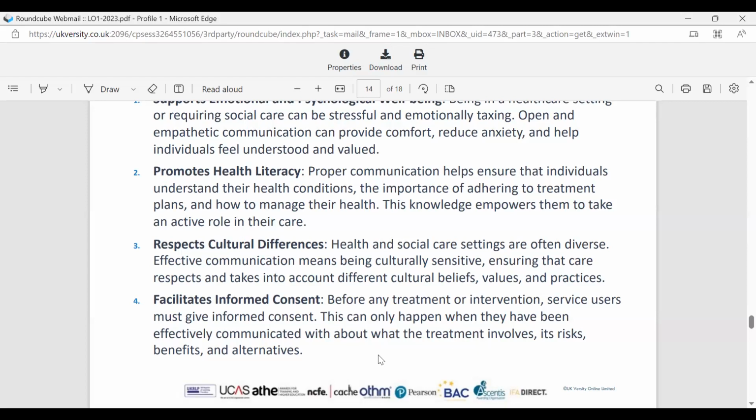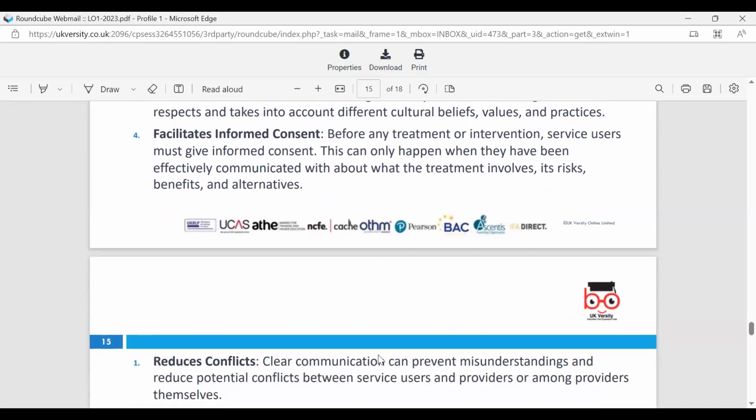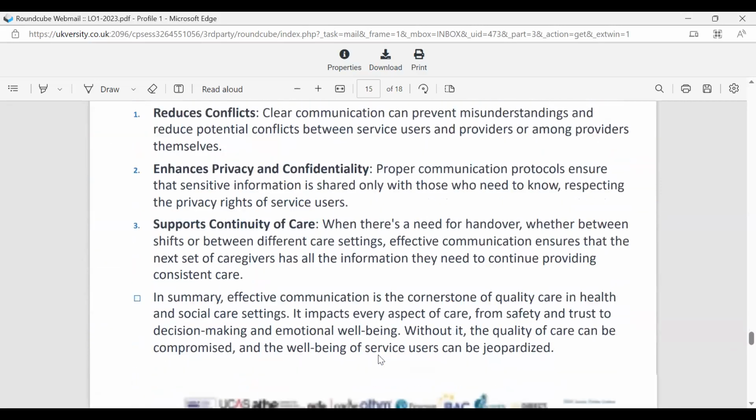It facilitates informed consent. So before any treatment or intervention, service users must give informed consent. This can only happen when they have been effectively communicated with about what the treatment involves and its risks and benefits. It reduces conflicts. So clear communication can prevent misunderstanding and reduce potential conflicts between service users and providers or among providers themselves.